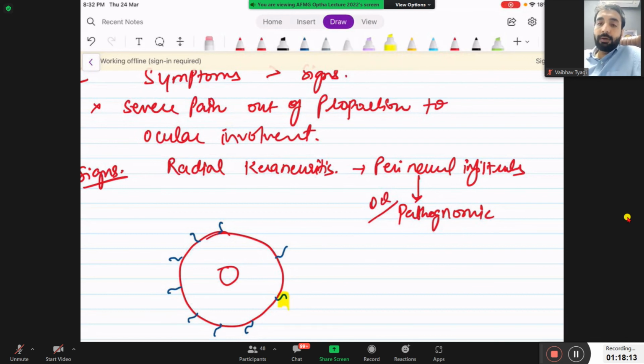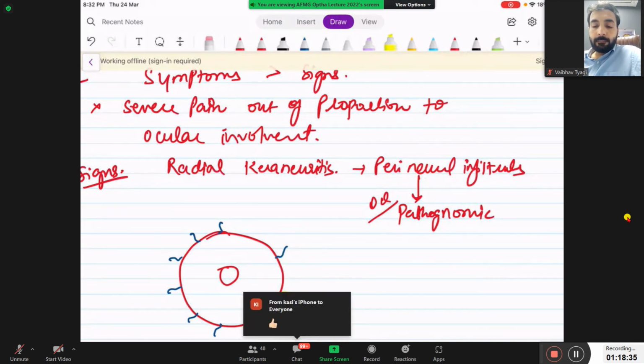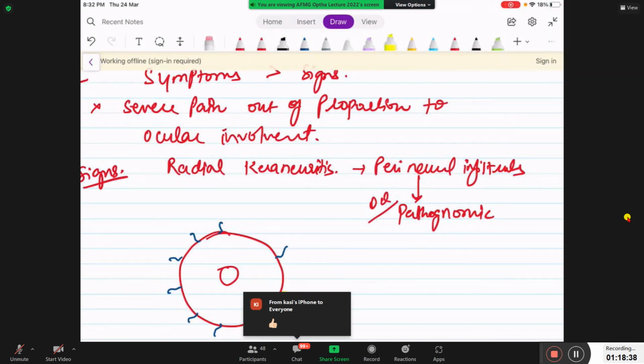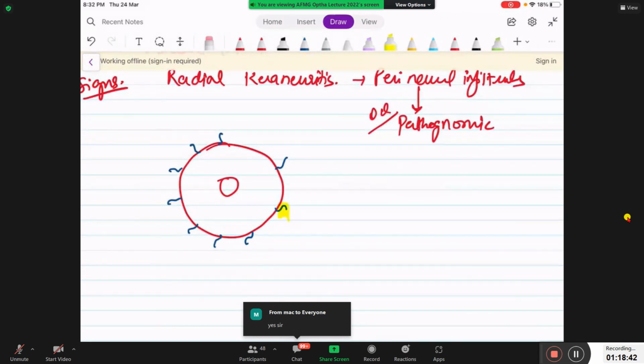Because it is involving the nerves, these are very, very painful ulcers. Understood? Give me a thumbs up if it is clear. Okay. Now, next important sign, write down.